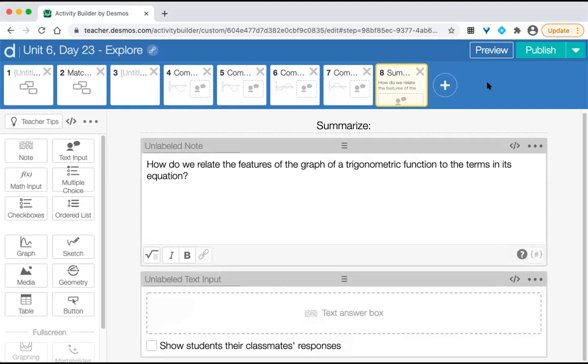So again, this activity will be up for you in the supplemental resources. You are welcome to edit it as you see fit, or just use it as is.